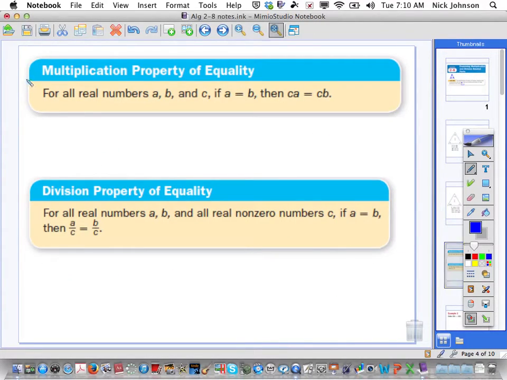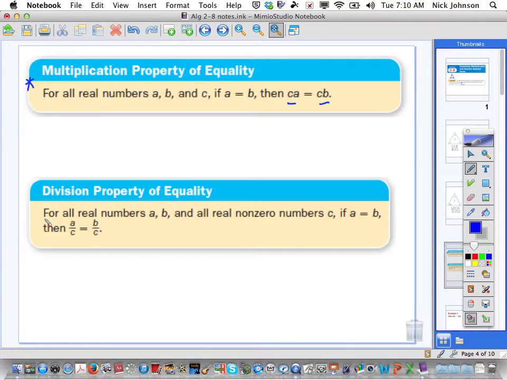So here's the multiplication property of equality. It says, for all real numbers a, b, and c, if a equals b, then you can multiply c to both sides and have it be the same equation. Multiplication property of equality. As long as you multiply both sides by the same number, they are still equal.